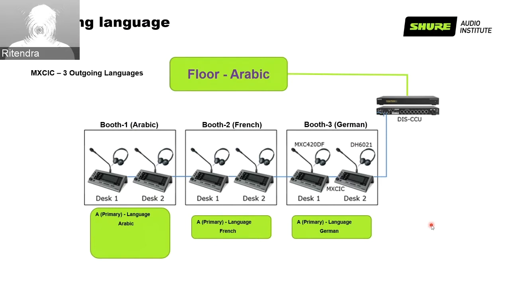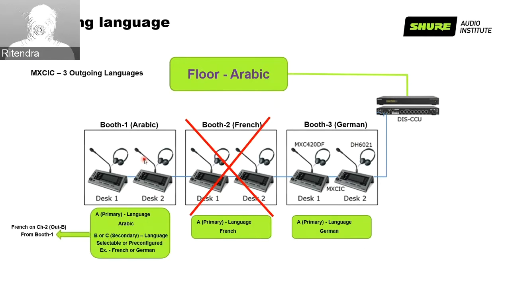Now, consider a scenario where the floor changes to Arabic. Everybody starts speaking in Arabic. And for some reason, the French interpreter, who is managing the French language, is not there, right? And somebody in the room is willing to listen to French interpretation. How is this going to work, right? If you consider this scenario, booth 1 is Arabic and the floor is Arabic. Everybody is talking in Arabic. So booth 1 is free. The Arabic interpreter who is sitting in this booth knows French.